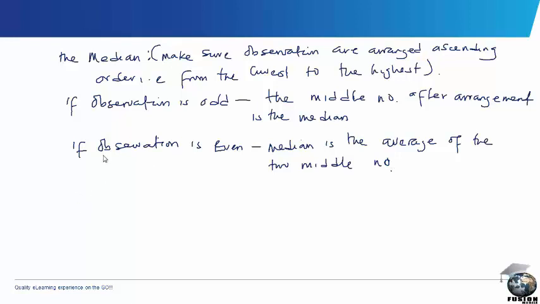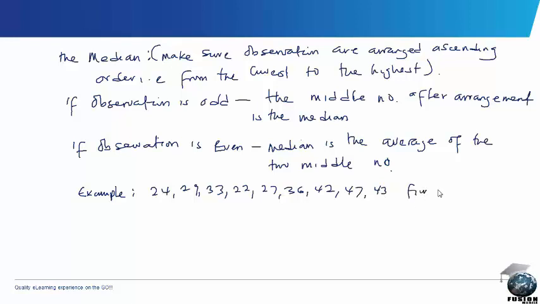Let's take this example. You're given the set of values 24, 29, 33, 22, 27, 36, 42, 47, and 43. You have to find the median.